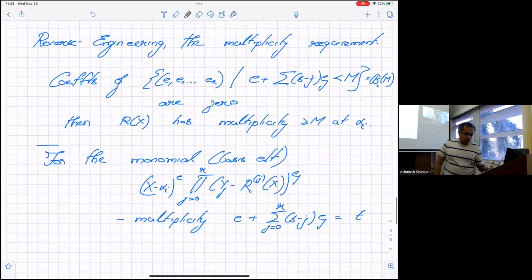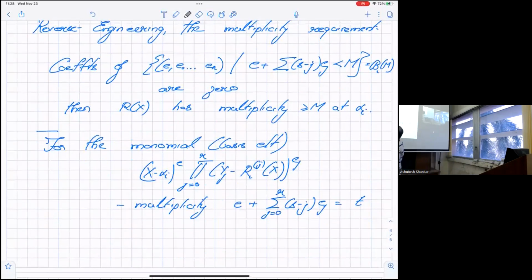So let's look at a particular monomial. What happens when I plug in p into this? Here I'm plugging in pj of x. Pj of x is going to have multiplicity s minus j with respect to x minus alpha. So (x minus alpha i) to the power j is going to divide this quantity, and (x minus alpha i) to the power s minus j is going to divide this quantity. That is the total power of x minus alpha i that you get. This monomial will contribute.